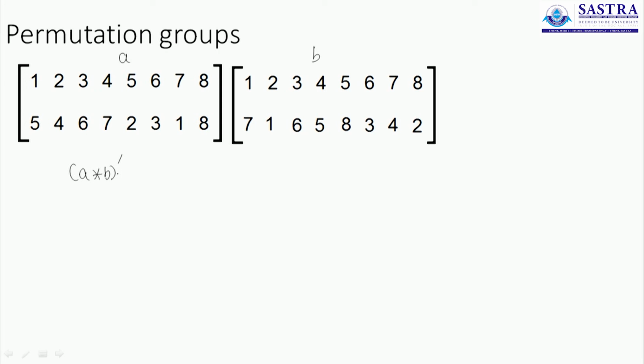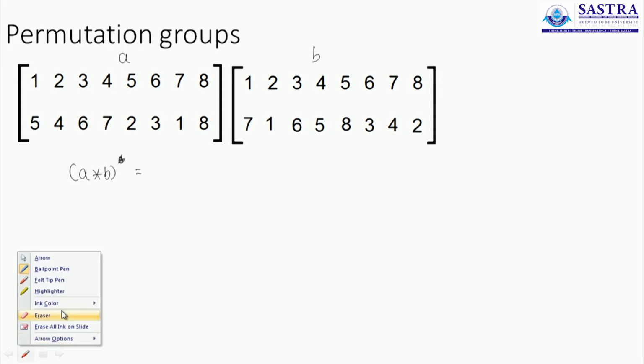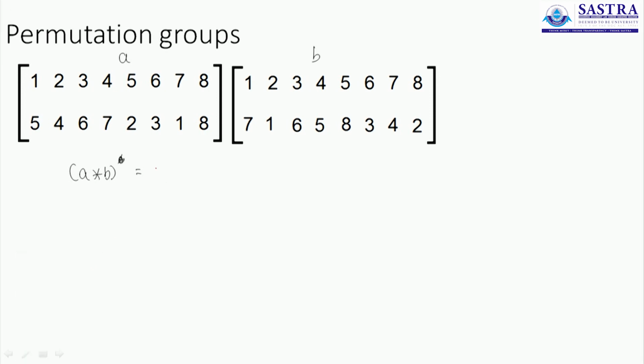Now the inverse can be found in two different methods, we will do both. So A star B, we will first write A star B first, that is easy. A star B is just going to be once again following the images 1, 2, 3, 4, 5, 6, 7, 8. Now let us write down the answer we are looking for.